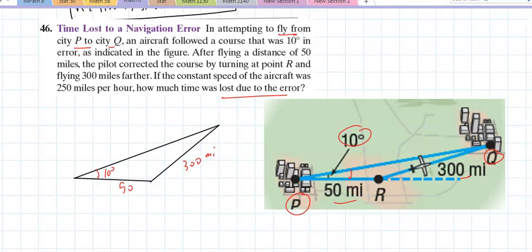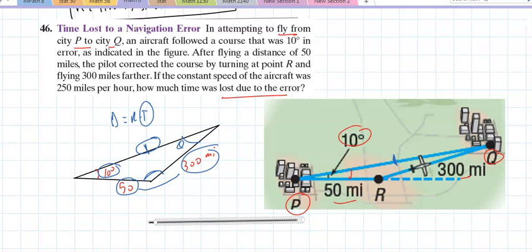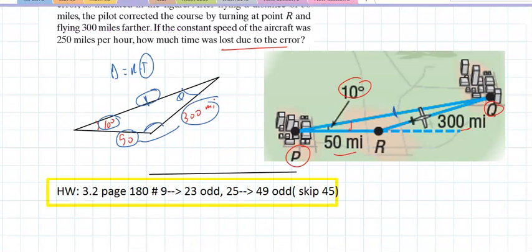Well, guess what? I could figure out this angle, I could say the sine of 10 to 300 equals the sine of this angle to 50. Once I know that, I could figure out this angle, and I could figure out what this actual distance is. And once I do that, I could figure out this distance, use distance equals rate times time, and figure out how much time they lost. The number is going to be very small, and I'll answer any questions in the discussion. There's the homework.